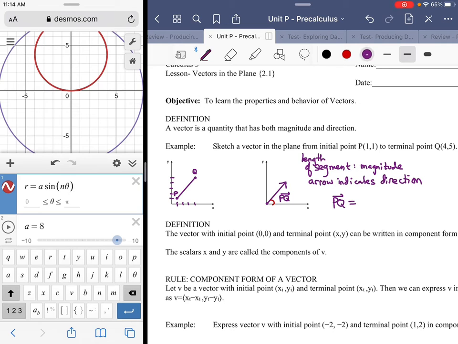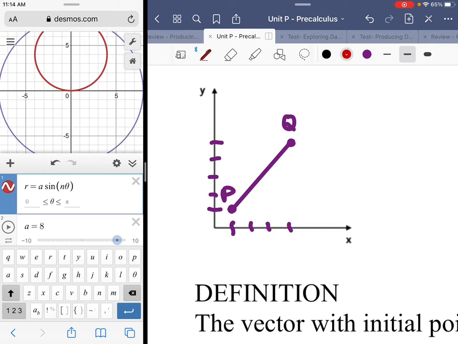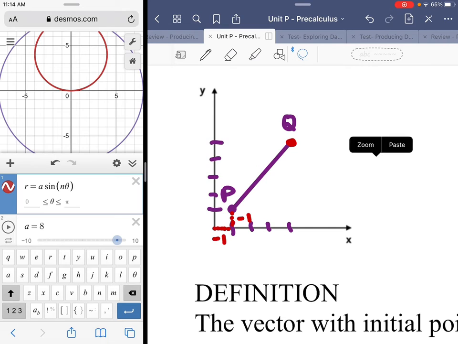But for now, in order to figure out the measure of the vector itself, what we would do is we would translate point Q based off of the number of steps it takes for point P to get back to the origin. So for point P to get back to the origin, it would have to take 1 step down and 1 step over to the left specifically. So we would do the same thing for point Q.